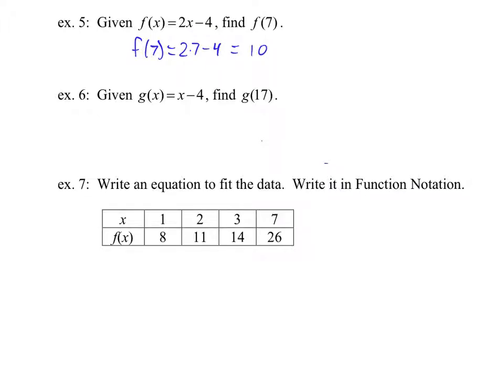So you could say f of 7 equals 10, or the answer is just going to be 10. The next one, now we're using g of x. Same exact thing. Don't let the g throw you. We're trying to find g of 17. If you line it up that way, maybe that'd help it make sense. But really, we just replace x with 17. So 17 minus 4, 13.